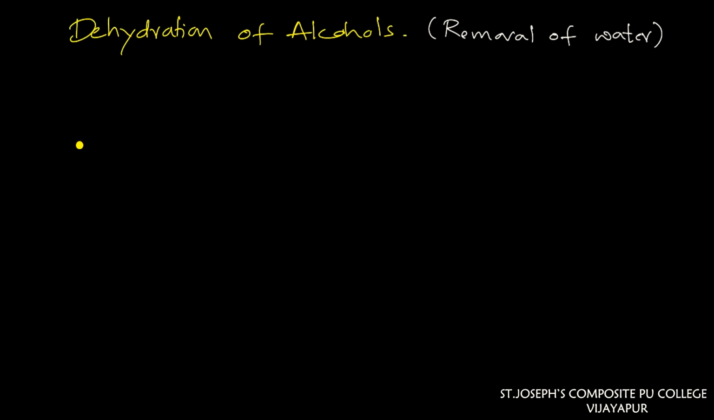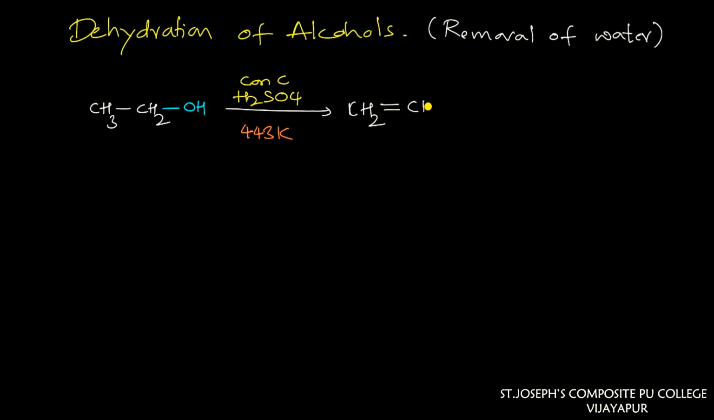For that I need an alcohol, so I take a particular example like ethanol, that is CH3CH2, and here we have a functional group, that is OH. Now this molecule is heated with concentrated sulfuric acid, that is concentrated H2SO4. The temperature should be maintained around 443 Kelvin. Under these conditions there is elimination of water, forming CH2=CH2 plus H2O. This is known as the dehydration of alcohol.